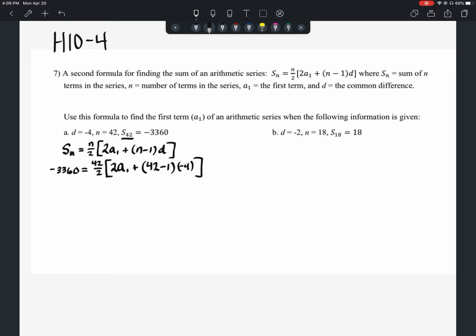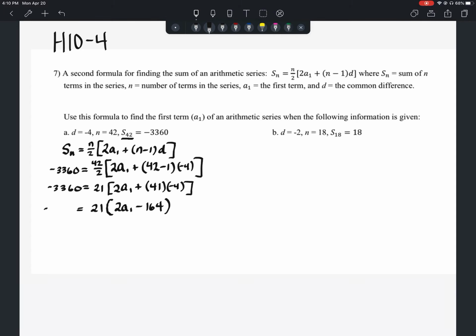And now we're going to take it and simplify it down. So just be careful, follow your order of operations, make sure everything simplifies here. I'm going to leave my -3,360 alone. 42 divided by 2 is 21. And then we've got 2 times the first term plus 42 minus 1 is 41. And we're still multiplying that by -4. So we need to do that here. That's going to be what, -164? So we have 2 times the first term minus 164. Those are in our brackets, or you can change into parentheses now.